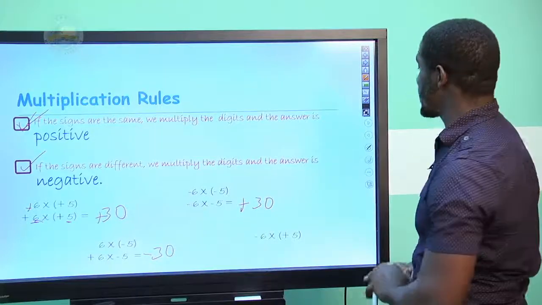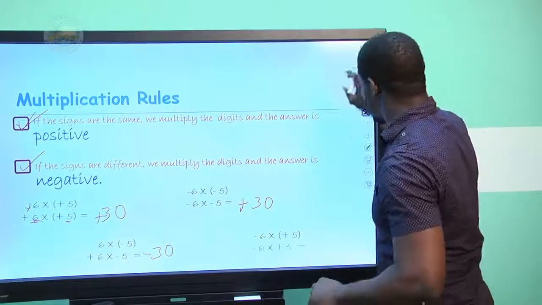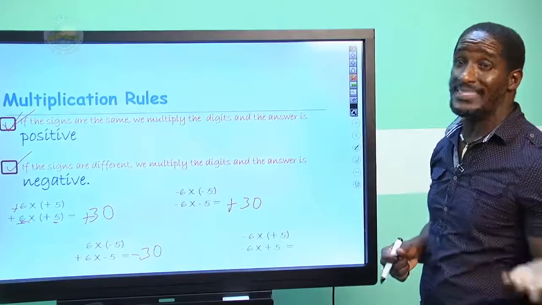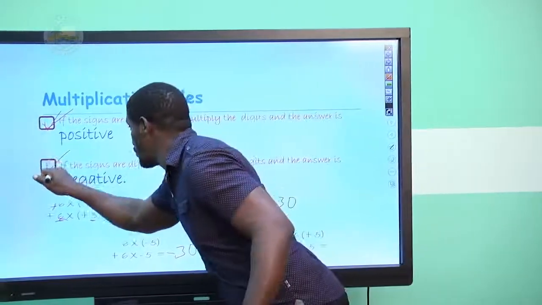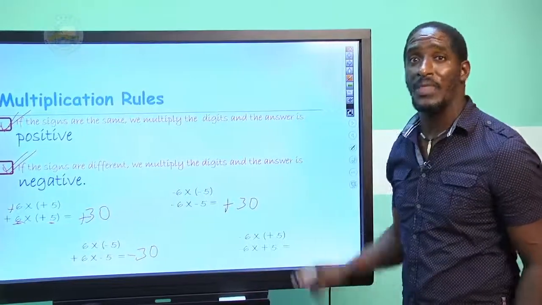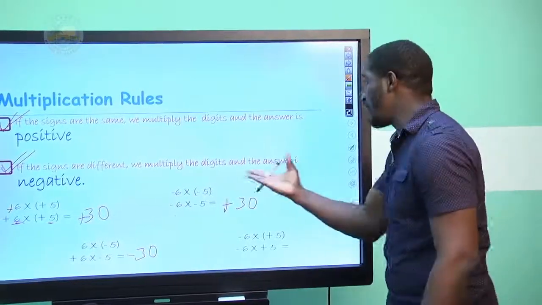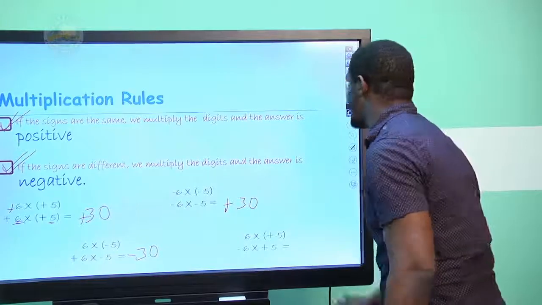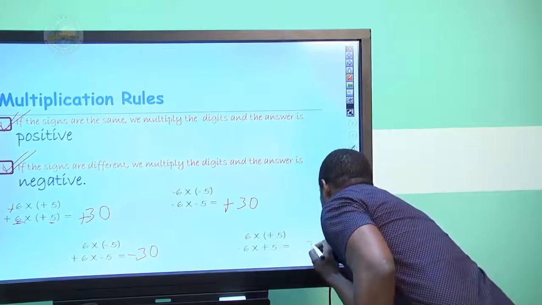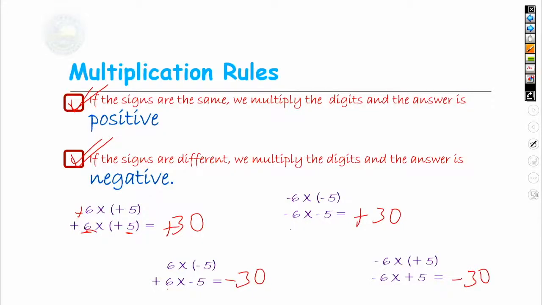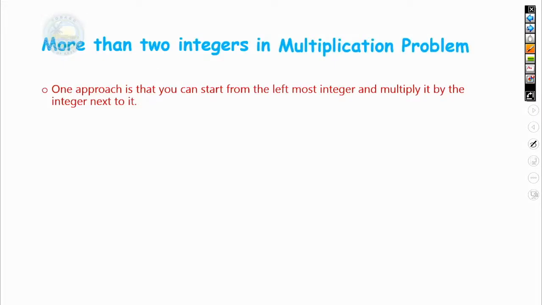Look at this one. Negative 6 multiplied by positive 5. Signs are different. Which rule do we utilize? Of course, the second one. If the signs are different, we multiply the digits and the answer is negative. 6 times 5 is 30. It is going to be negative 30. This integers is really amazing. I just love working with integers, don't you?